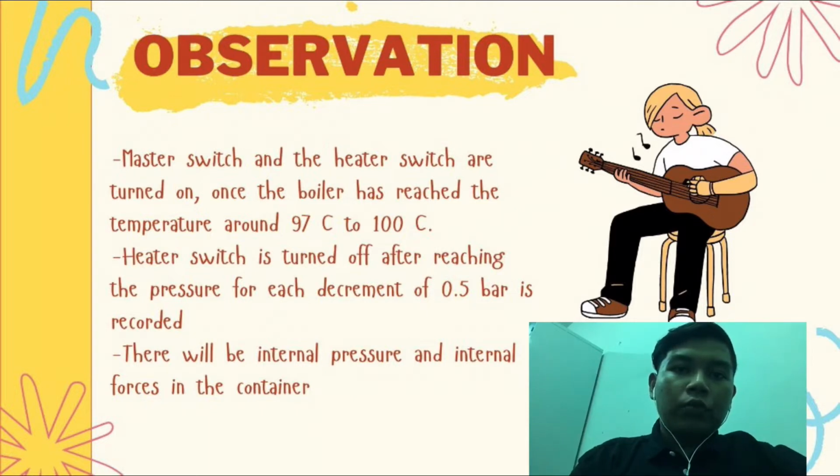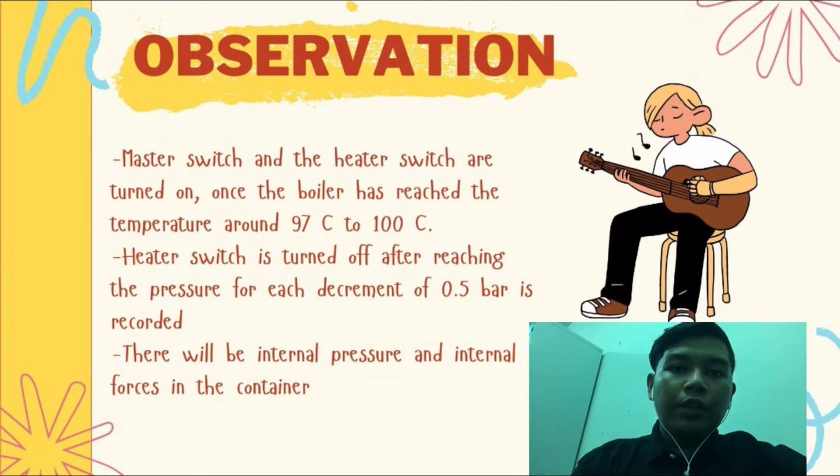I want to explain about the observation of the experiment Marcet boiler. First, the master switch and the heater switch are turned on. Once the boiler has reached the temperature around 97 Celsius to 100 Celsius, the overflow valve is closed. The temperature for each increment of 0.5 bar is recorded into the table until the pressure reaches 5 bar.